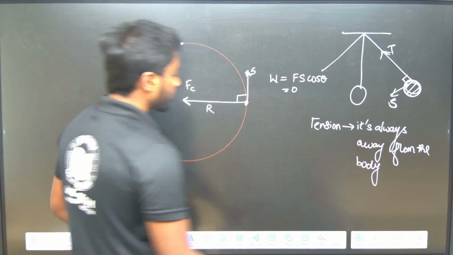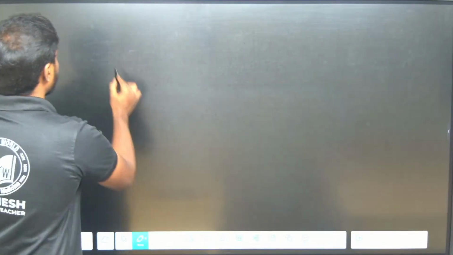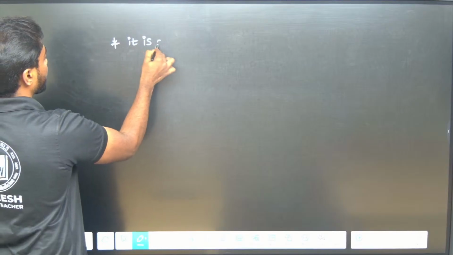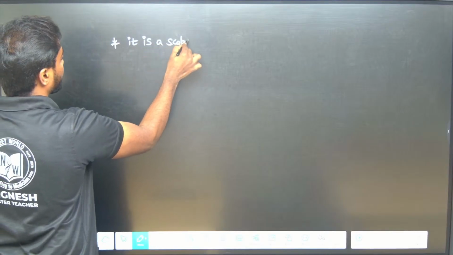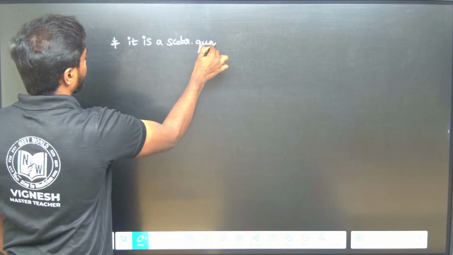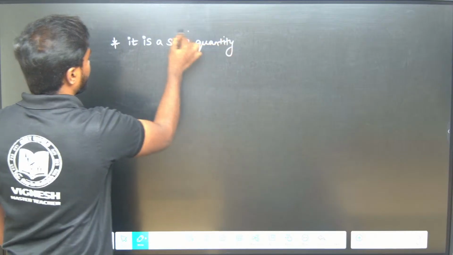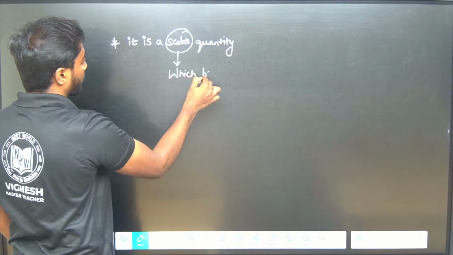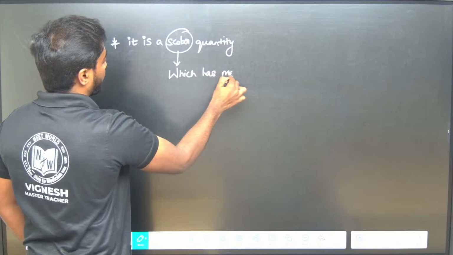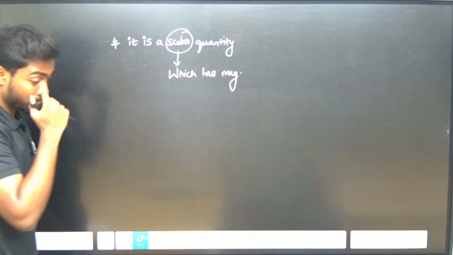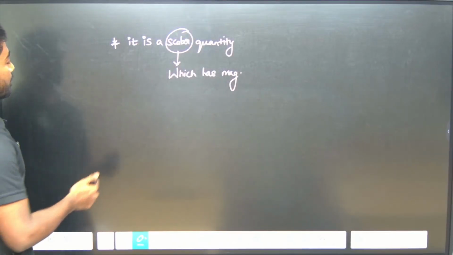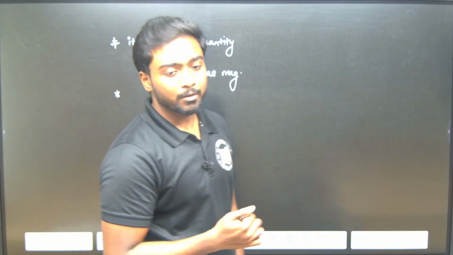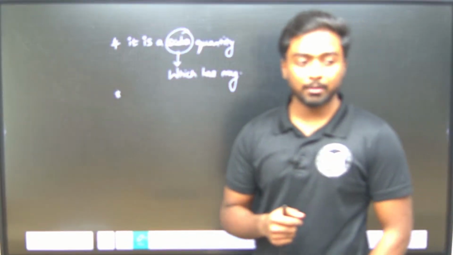So the two things which we should remember is, it is a scalar quantity which has only magnitude, right? Then the SI unit of force is nothing but Newton and the displacement is nothing but meter.